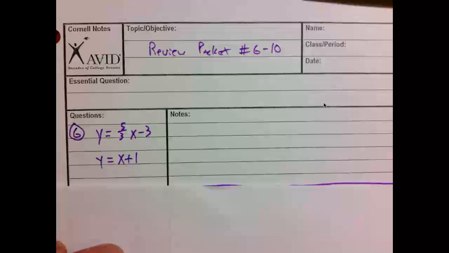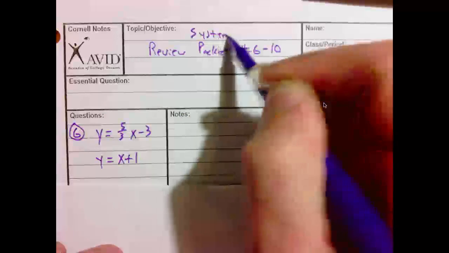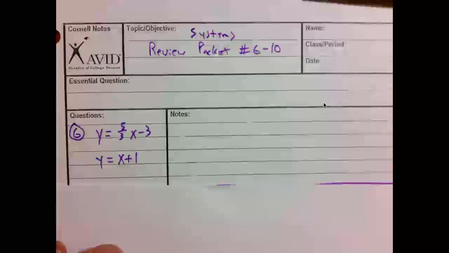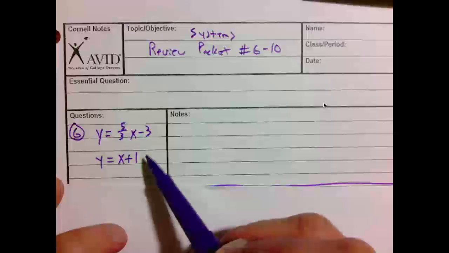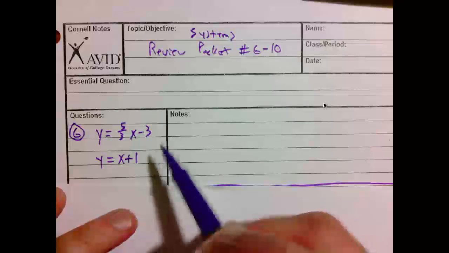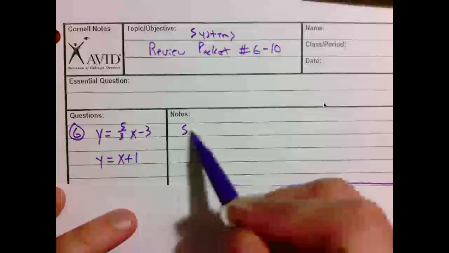We will be looking at our systems review packet, number 6 through 10. This will help us for our test that we will have on Friday. Problem number 6 gives us two equations, and the question sentence asks for the solution to the system.